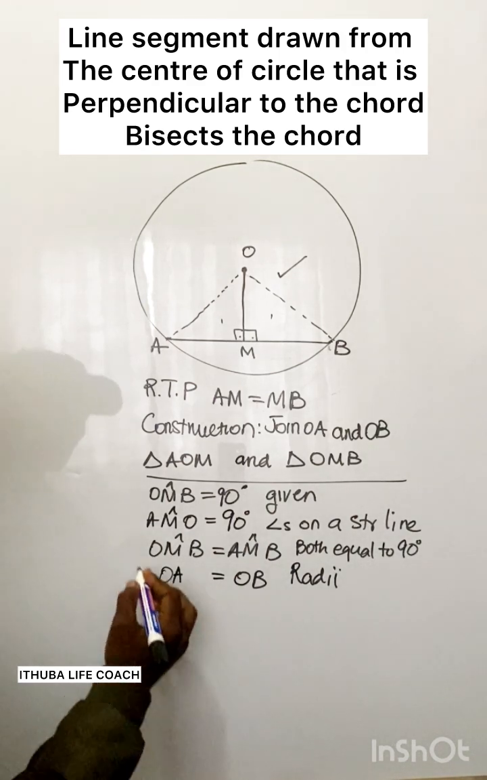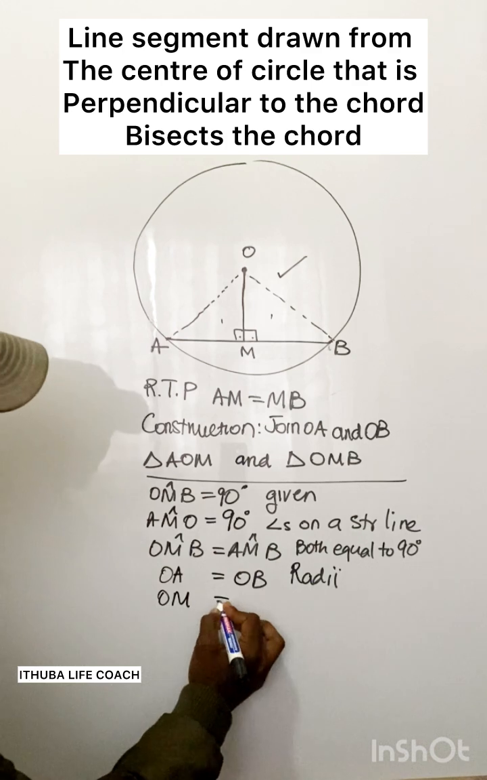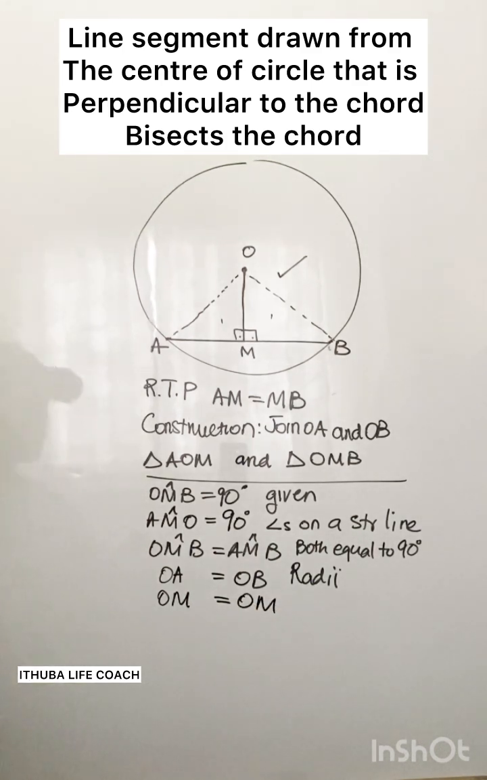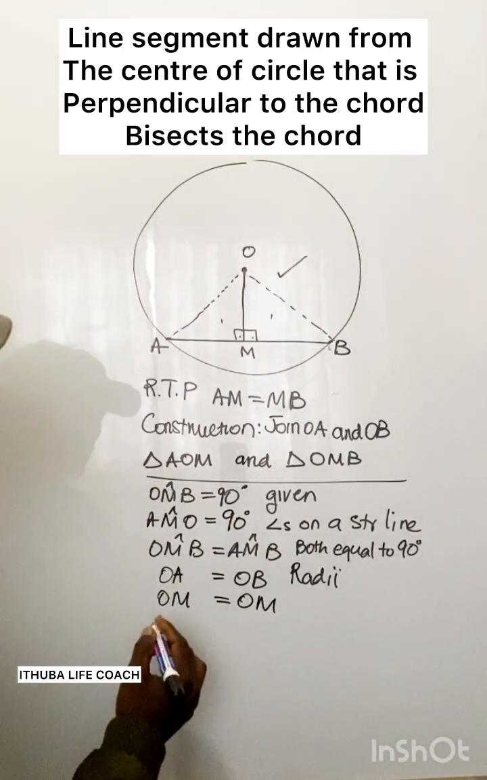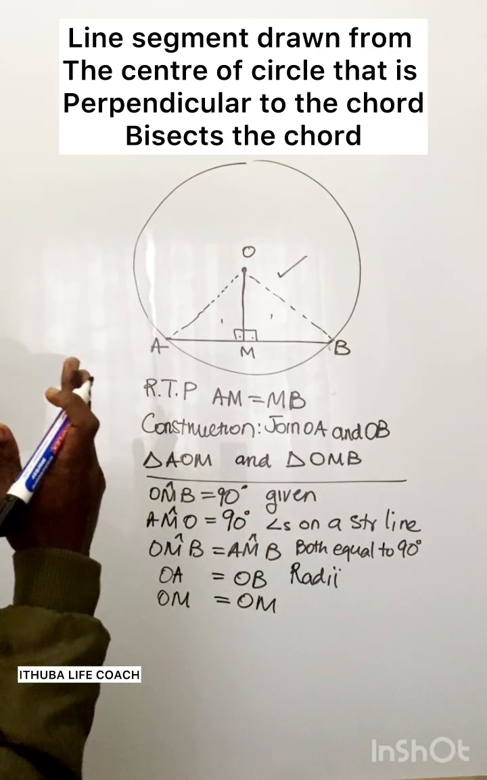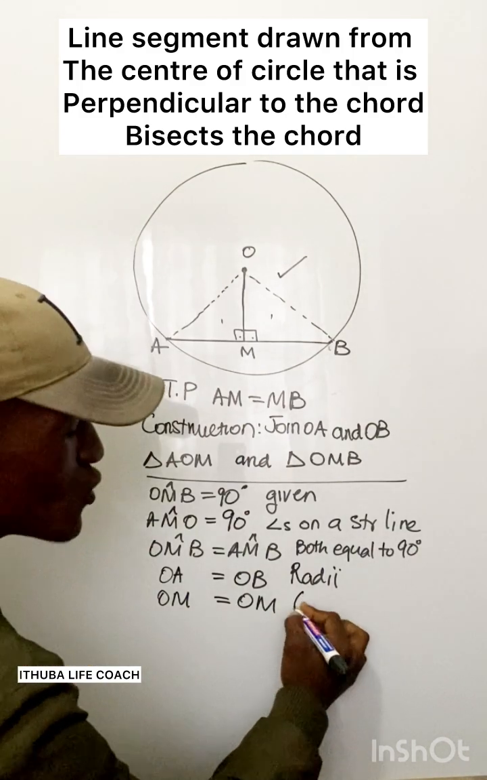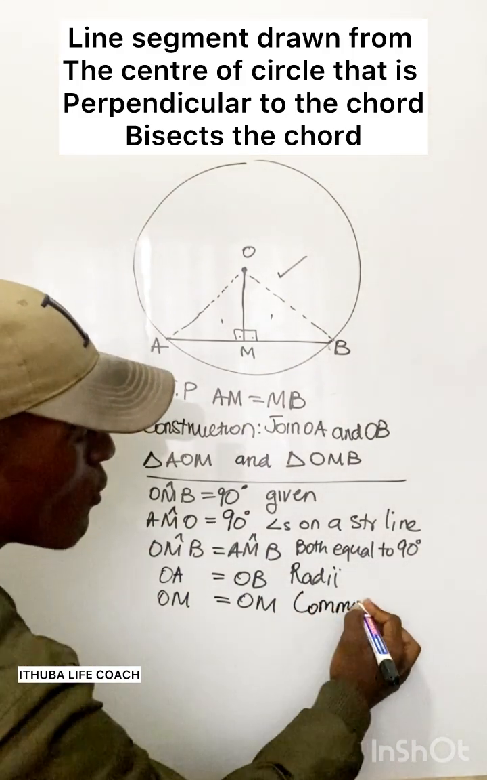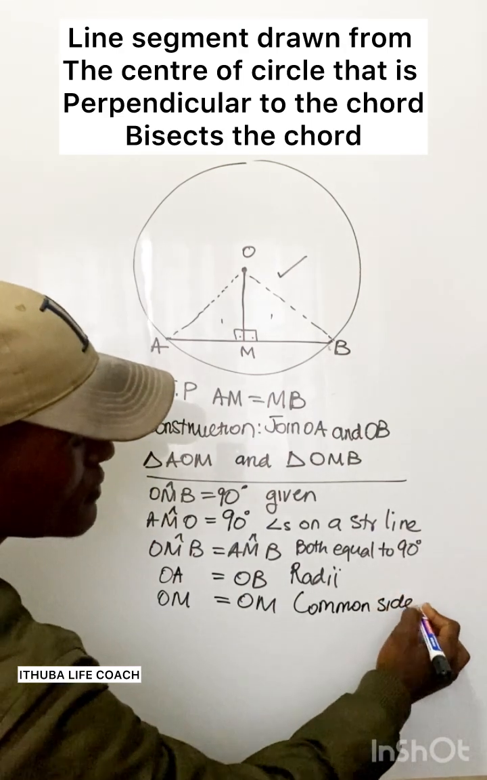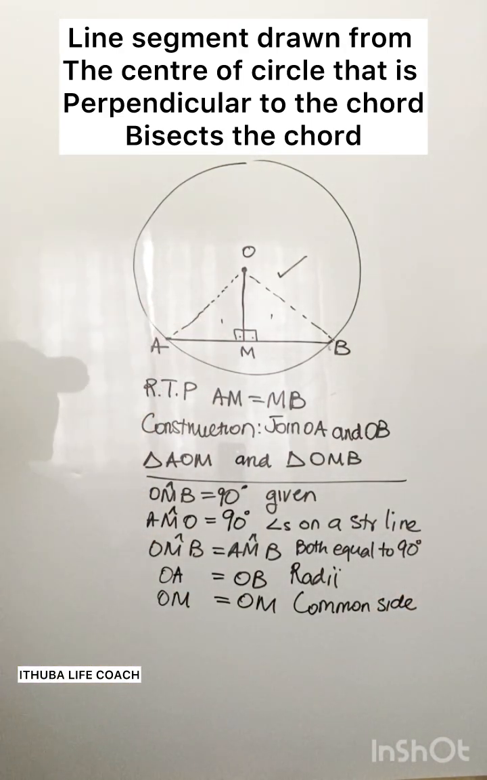So number 3, we will now be having OM being equal to OM. Why? Because OM is a side that belongs to triangle AOM, and again it is a side that belongs to OMB, meaning it is what you regard as a common side. The side OM belongs to this triangle, and OM also belongs to this triangle.